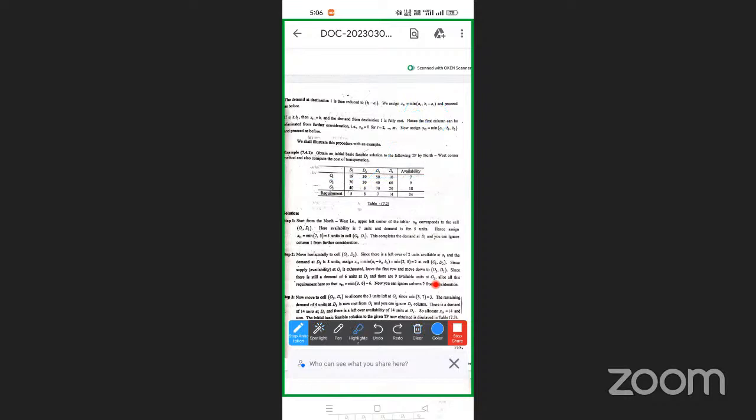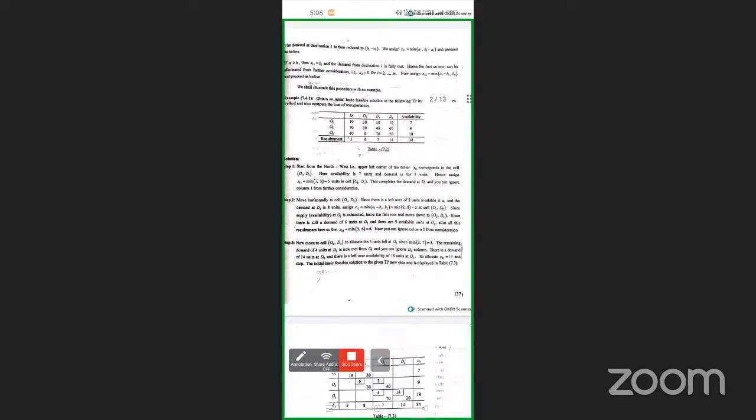So next table, similarly 70, 30, 40, 60, 8, 70, 20. So we can proceed similarly. 9 comma 6. So here 6 is there. So we can allocate the minimum of 9 comma 6, so 6. So you can ignore column 2 for consideration. The next last step.